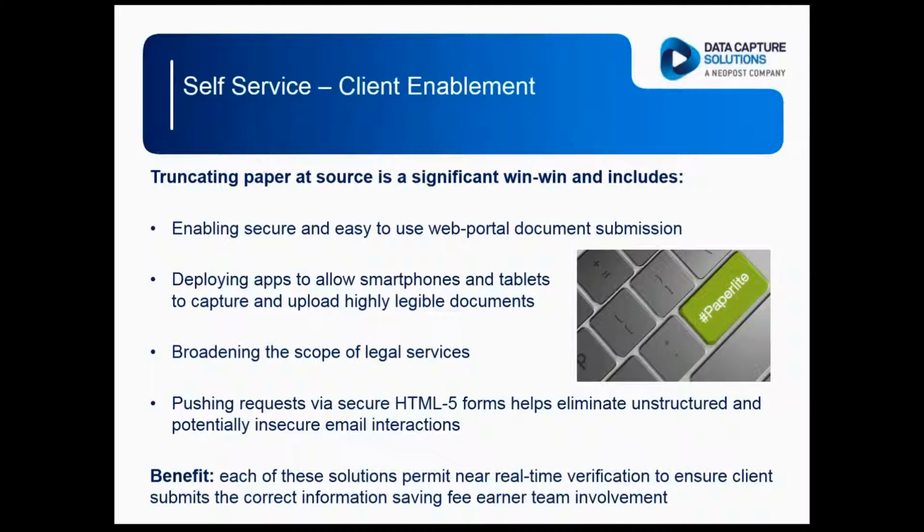So each of these permits real-time verification to ensure the client submits the correct information, saving fee earner team involvement. There's nothing worse than asking for something, a client misunderstands you, and returns the wrong thing. Before you know it, 12 hours has gone by and there's been a lot of time, effort, and money expended, as well as frustration. For example, in the smartphone application, we're able to request that a particular document is submitted. Behind the scenes, we can classify and extract data from that document, check it's the correct document, the correct time, date. We can check for the existence of a signature, for example. At the time, the client still has the smartphone app open, and then we can give some near real-time feedback to the client to say, yes, you've submitted the right thing, you're good to go.